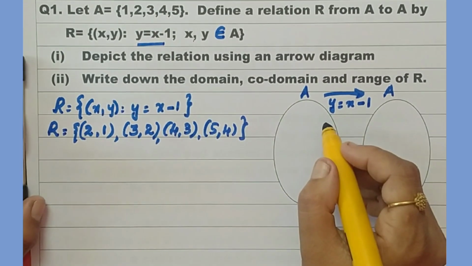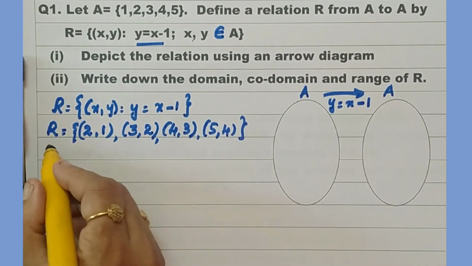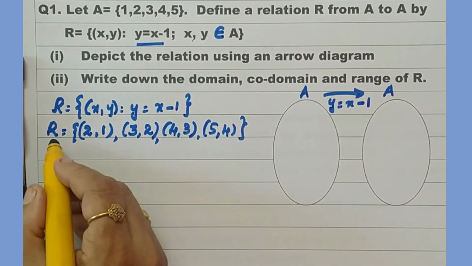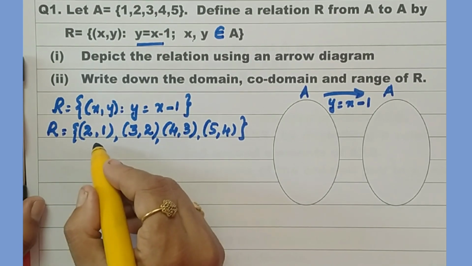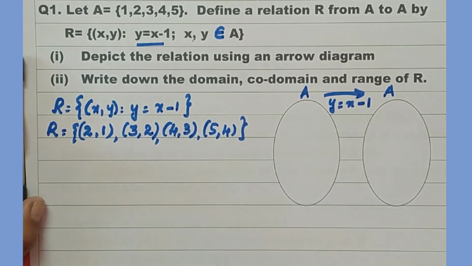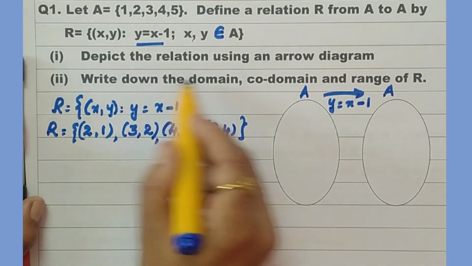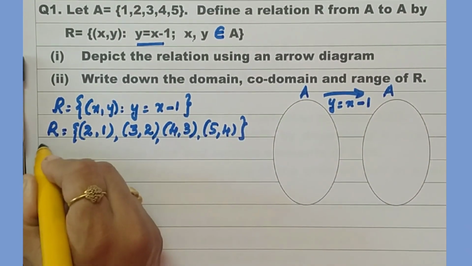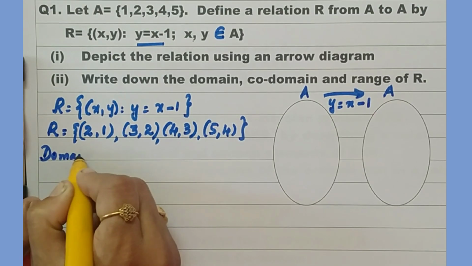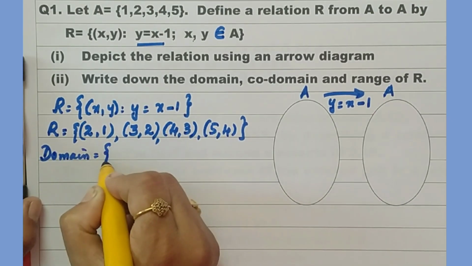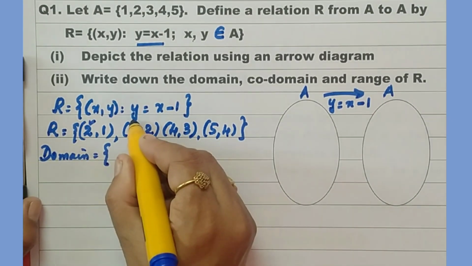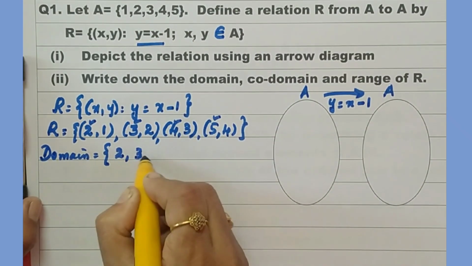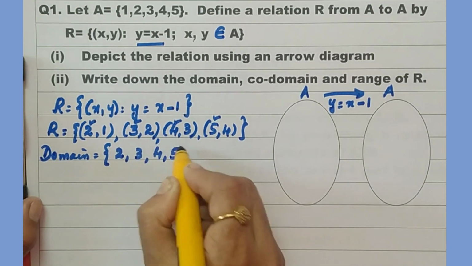Before depicting the relation in an arrow diagram, try to write the relation in this way. So, R equals the set of all ordered pairs (2, 1), (3, 2), (4, 3), (5, 4). Second question you can write now itself. Write down the domain. What is domain? Domain equals the set of all first elements of the relation. First, which are the first elements? 2, 3, 4 and 5.